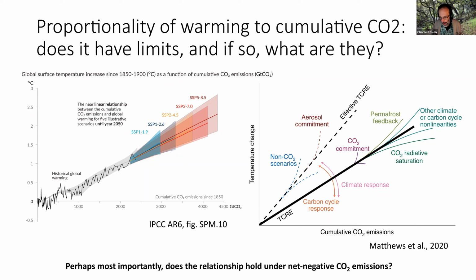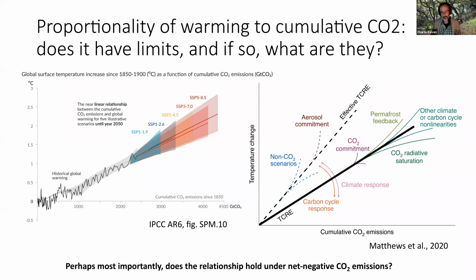In this figure from a paper by Matthews et al. 2020, we outlined a bunch of different ways in which the TCRE, the Transient Climate Response to Emissions, the idea that warming is proportional to cumulative emissions, might diverge from linearity. Particular ideas like permafrost feedbacks or CO2 radiative saturation might cause either positive or negative curvature. So the key thing we want to do is use some of these long-term extension scenarios to ask, where are the boundaries of the proportionality of warming to cumulative CO2 emissions?